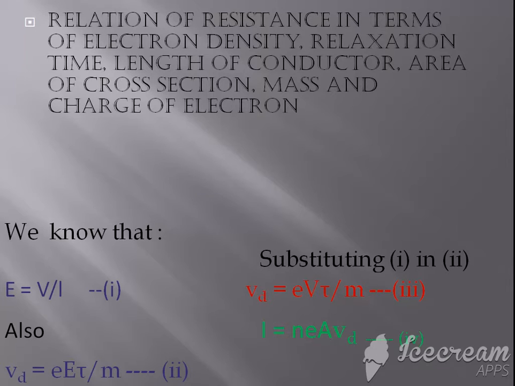Also, you know this formula, drift velocity is equal to E tau divided by m. Now if you substitute value of E in second, substituting first and second, what you get? Vd equal to eV tau by mL. Now you know this relation, I is equal to neAVd. Now put the value of Vd in I.